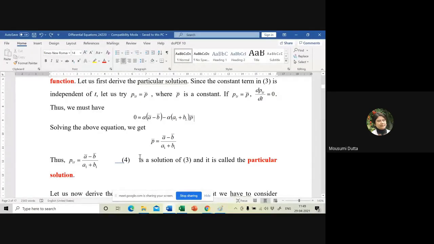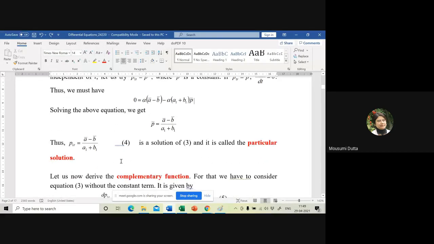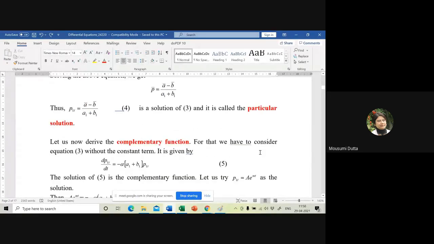Okay, so I think I can proceed further. Is it okay? Yes, ma'am. So the PI part is done. A particular solution part is done. It is a particular solution among all possible solutions, which is the equilibrium solution, which is the market clearing solution. Let's now derive the complementary function.